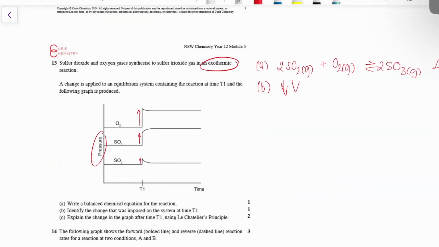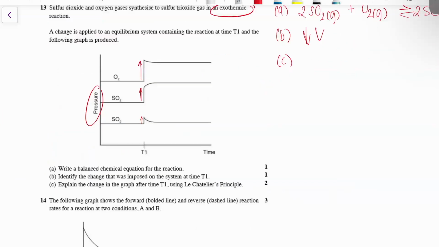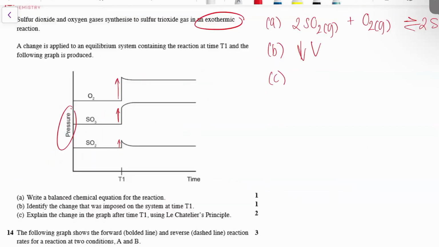If this was an increase in volume, the gases have more space to run around. They're less likely to hit into each other. So you should see a drop down in pressure, not an up. Part C, explain the change in the graph after time t1 using Le Chatelier's principle. So we already know what caused the initial change. They're asking you for what happens over time.